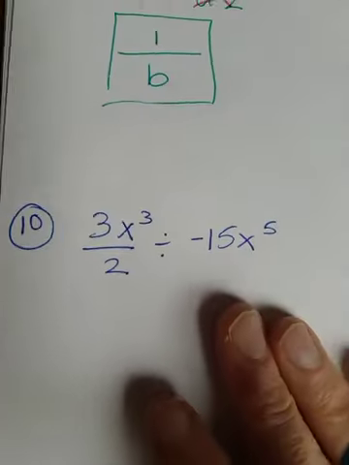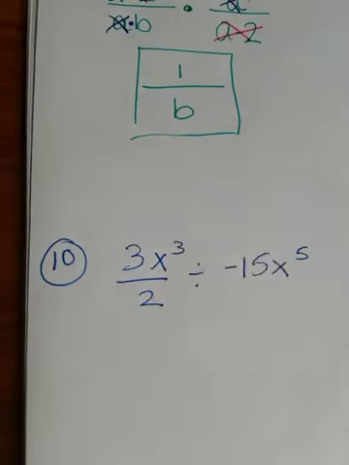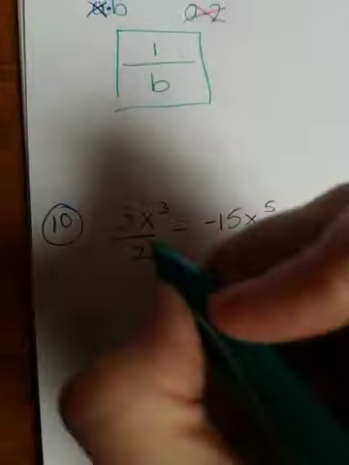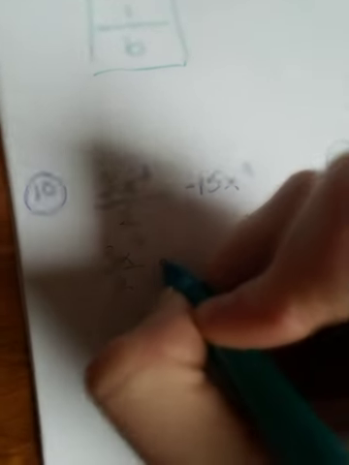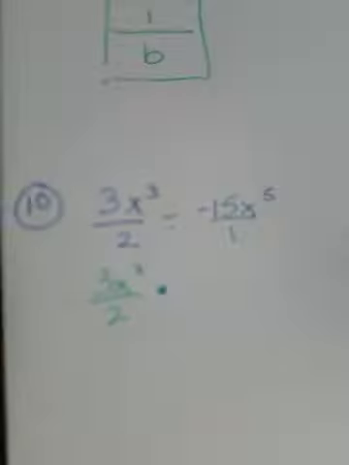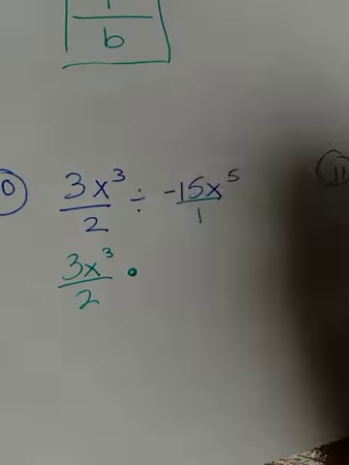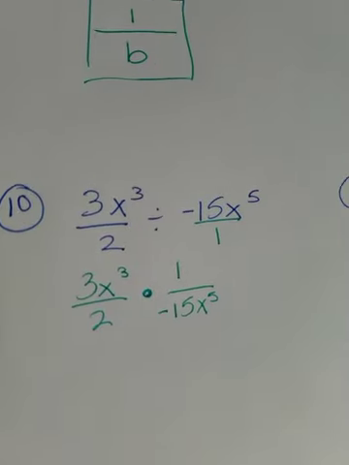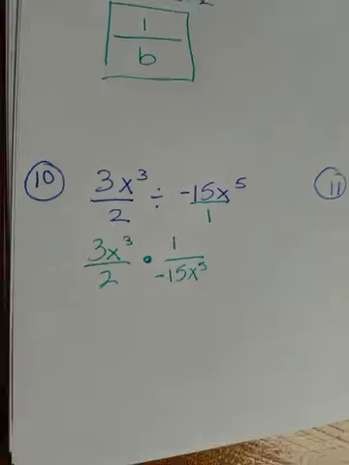Two more. Just some people were asking for more examples, so I kind of upped my examples here in the videos. So we're dividing. So again, the first one can't do anything. So I multiply, put that one over 1, by the reciprocal of the second fraction. So that means the 1 is now in the numerator, and I'll say negative 15x to the 5th is in the denominator.